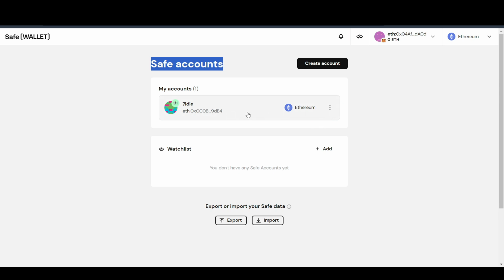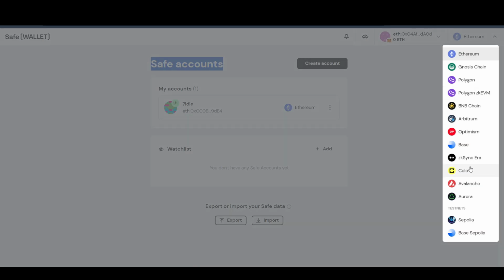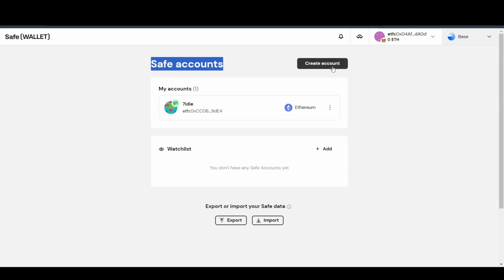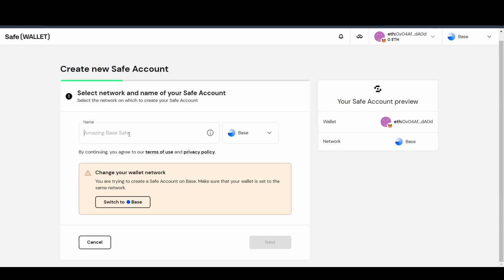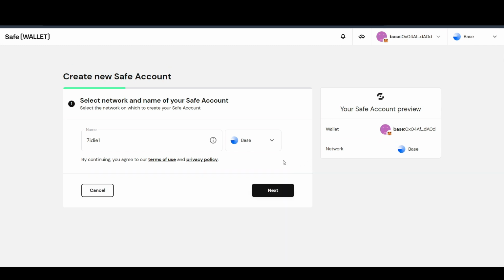So we have here Ethereum. If I want to create for various blockchains, we have a lot of blockchains, as you can see. Of course, these are all EVM. So let's just say that I want to create a wallet for Base. I can actually just click create, and as you can see, I can just put a name here, and let's just see. So I have to switch to the Base network in my MetaMask. So it does connect to your MetaMask, which is pretty good as well.